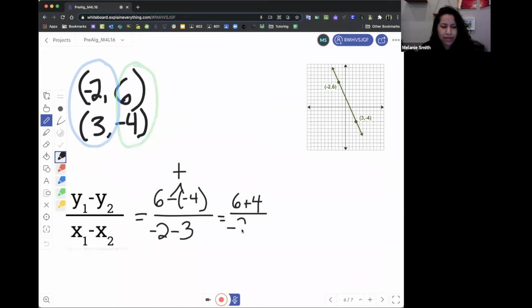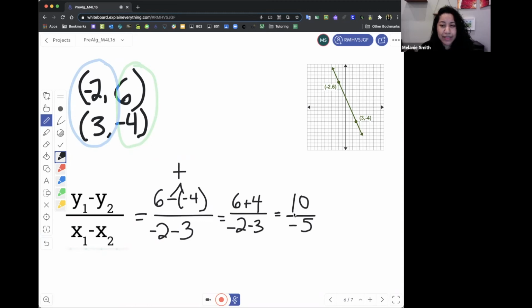And then the bottom, nothing is changing because it's just -2 minus 3. Okay, 6 plus 4. Well, 6 plus 4 is 10. Negative 2 minus 3. If I'm at negative 2 and then I lose 3, that's going to put me at negative 5. And my fraction is 10 over negative 5.